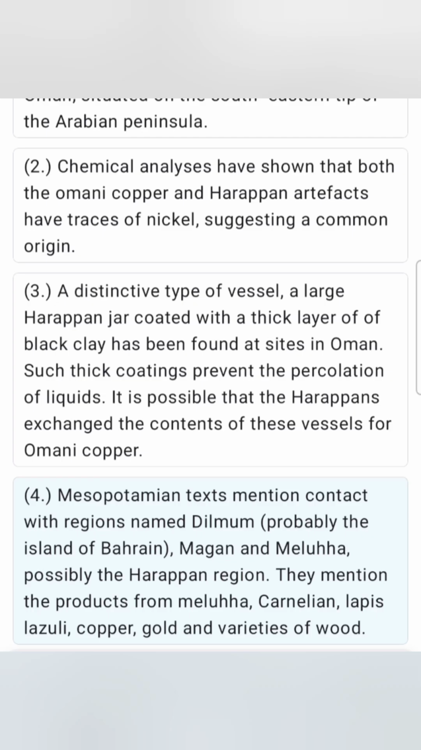4. Mesopotamian texts mention contact with regions named Dilmun, probably the island of Bahrain, Magan and Meluhha, possibly the Harappan region. They mention the products from Meluhha: carnelian, lapis lazuli, copper, gold and varieties of wood.